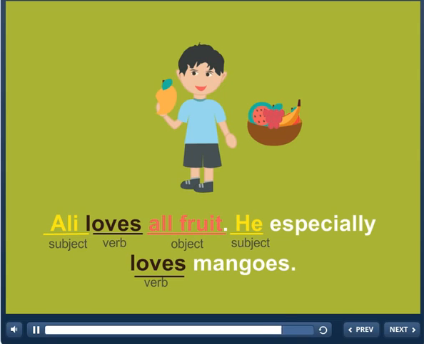And in the second sentence, mangoes is the object. We did not replace the objects with an object pronoun because they each only appeared once. That is, there was no repetition.